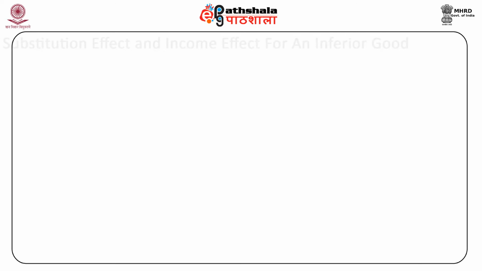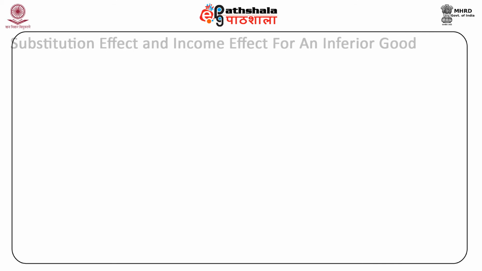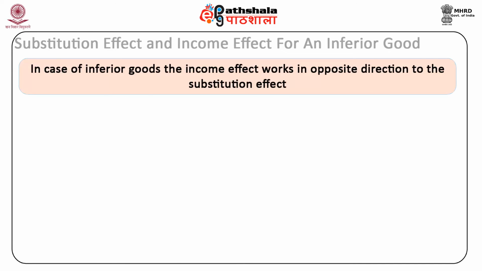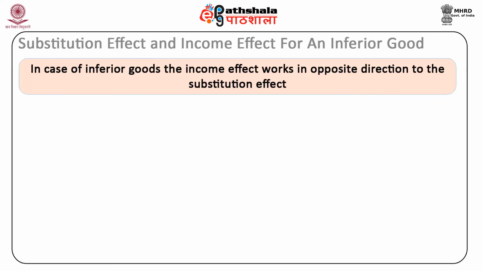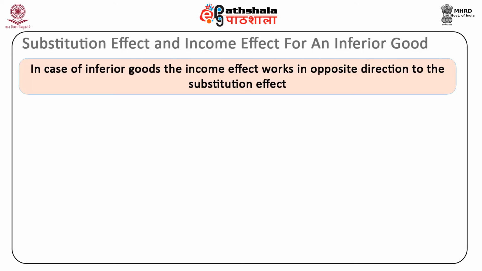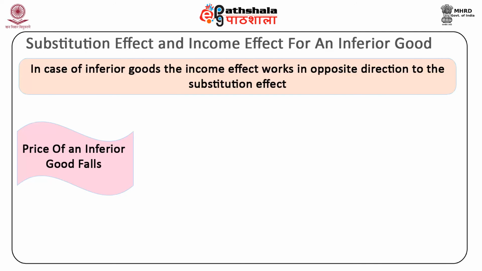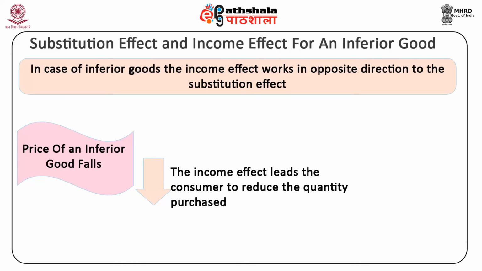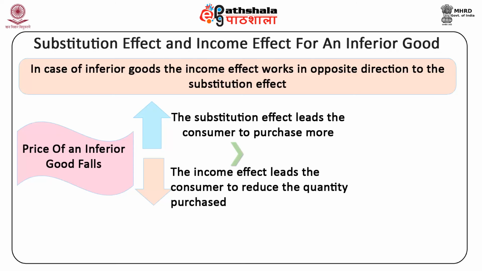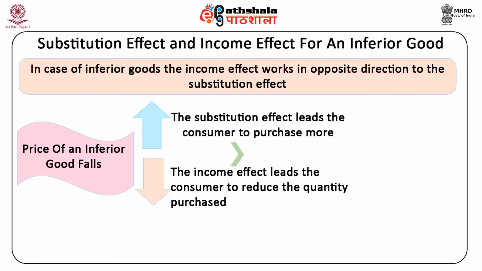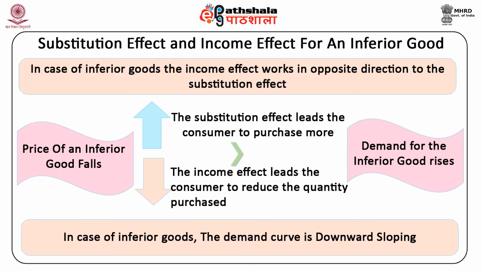For a normal good, the quantity purchased increases when the price falls, both due to the income effect and the substitution effect. But in case of inferior goods, the income effect works in the opposite direction to the substitution effect. That is, when the price of an inferior good falls, the income effect leads the consumer to reduce the quantity purchased, while the substitution effect leads the consumer to purchase more. Since the substitution effect is generally larger, the net effect of a fall in price is an increase in quantity demanded. This results in a downward sloping demand curve in most cases, even for inferior goods.